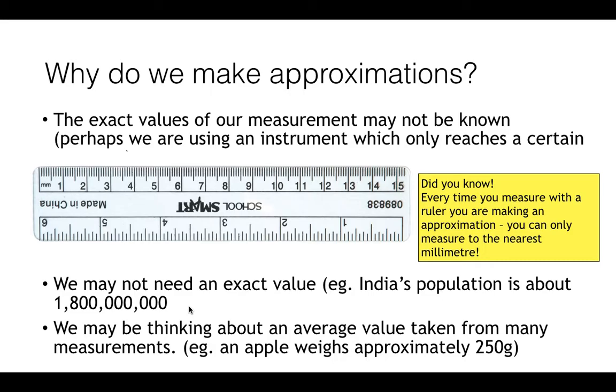And we may be thinking about an average value that's taken from many measurements. For example, I might take several apples and I might approximate their weight to 250 grams. But I can't say that every apple on Earth weighs 250 grams because that wouldn't be true. But approximately, that is how much an average apple weighs. So all of these are reasons for making approximations.